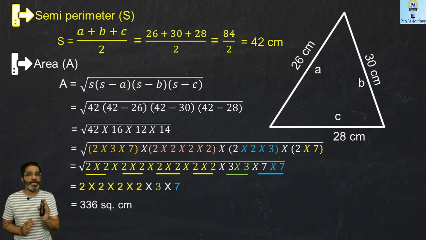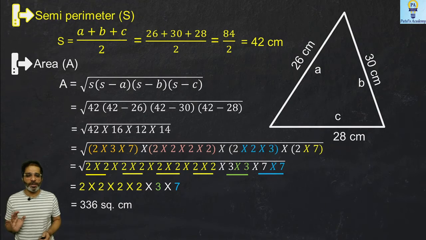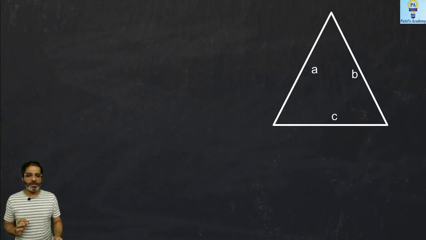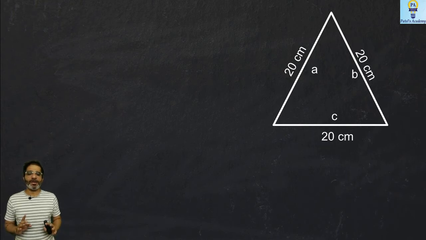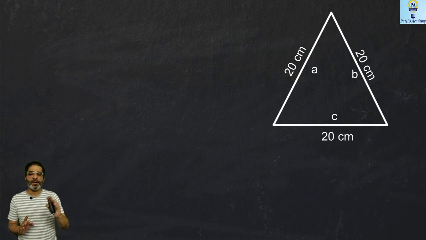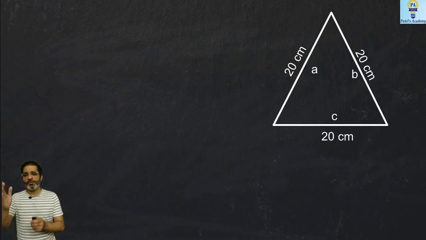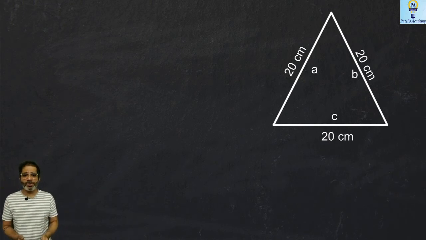Okay, so students, let me give you one more example so that you will understand the concept very properly. So let us see the next example where I'm taking an equilateral triangle having all the 3 values, that is the value of A, B and C as 20, 20, 20. We'll do the same steps again, but the final answer is going to be slightly different.